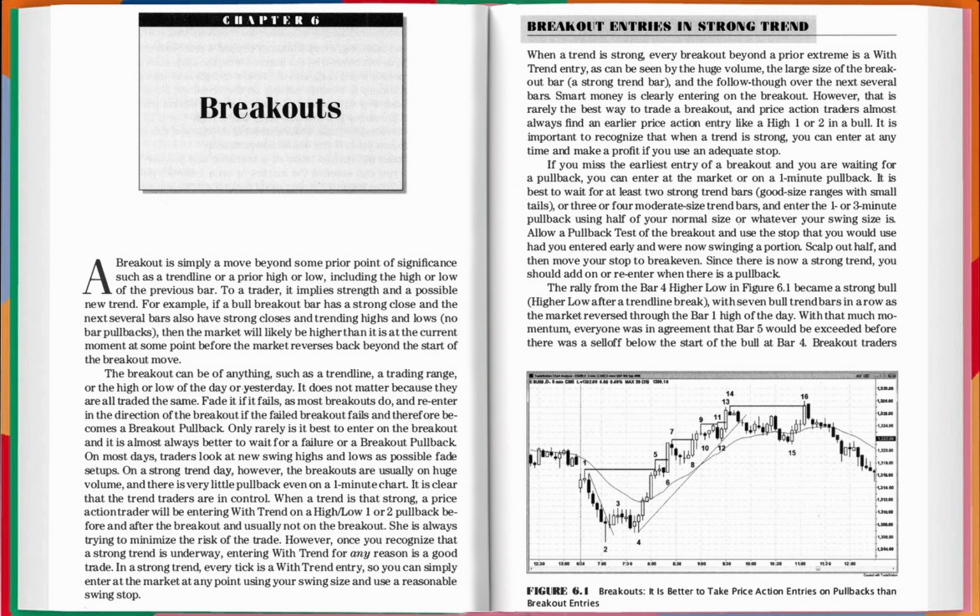When a trend is strong, every breakout beyond a prior extreme is a with trend entry, as can be seen by the huge volume, the large size of the breakout bar, a strong trend bar, and the follow-through over the next several bars. Smart money is clearly entering on the breakout. However, that is rarely the best way to trade a breakout, and price action traders almost always find an earlier price action entry like a high 1 or 2 in a bull.